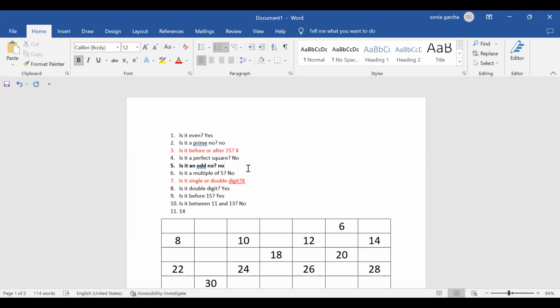Now, is it a multiple of 5? 10, 20, 30. 3 numbers are gone. Okay. Now you asked, is it a single or a double digit?